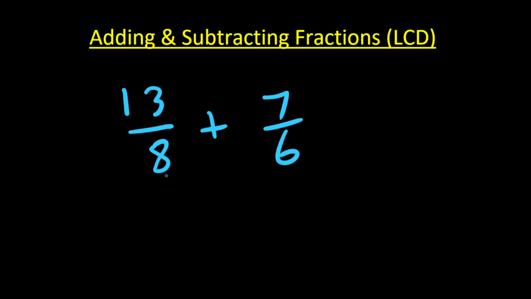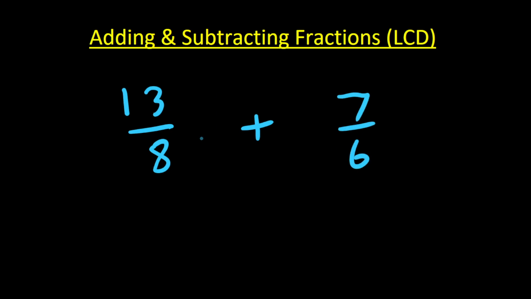And quickly I want to show you the method that we did in the previous video. Let me just space these out. The method that we did in the last video is we multiplied each of these fractions top and bottom by the other denominator. So 13 over 8, we multiply by the other denominator, 6 over 6, and 7 over 6, we multiply by the other denominator, which was 8. So 8 over 8.